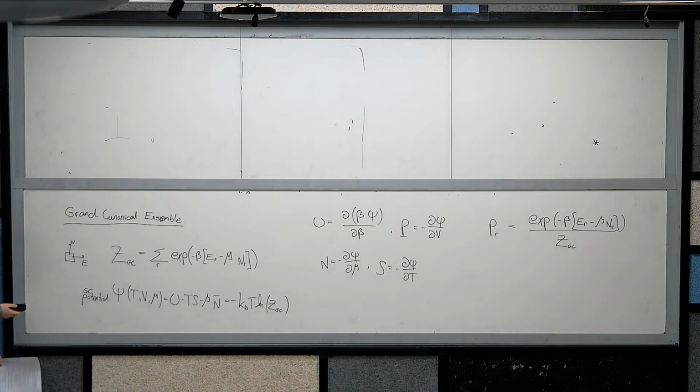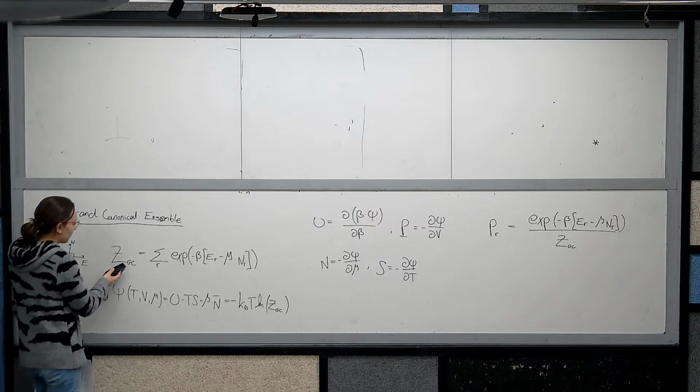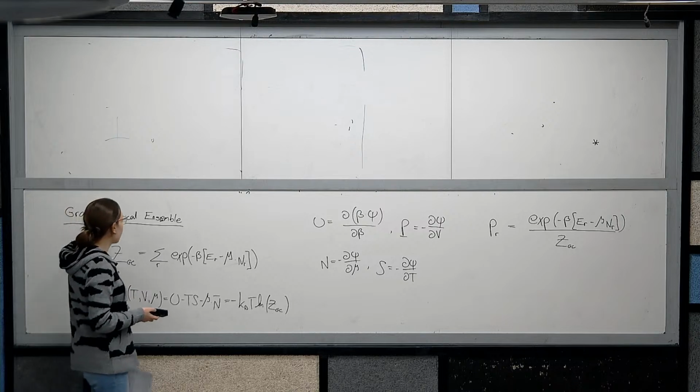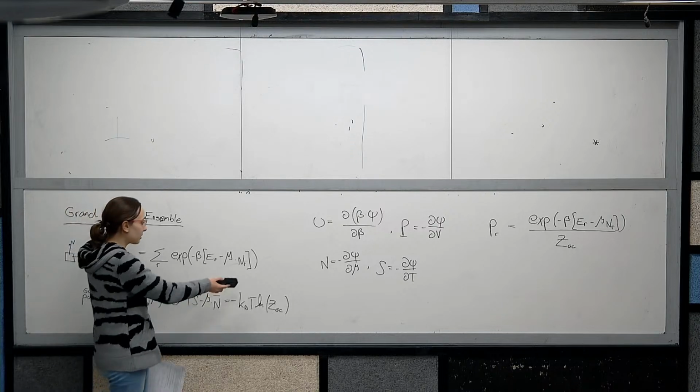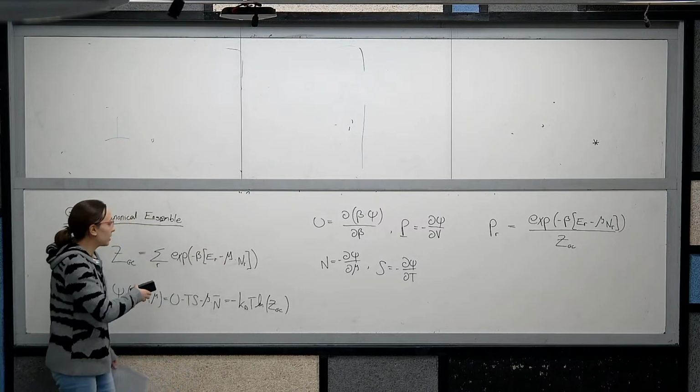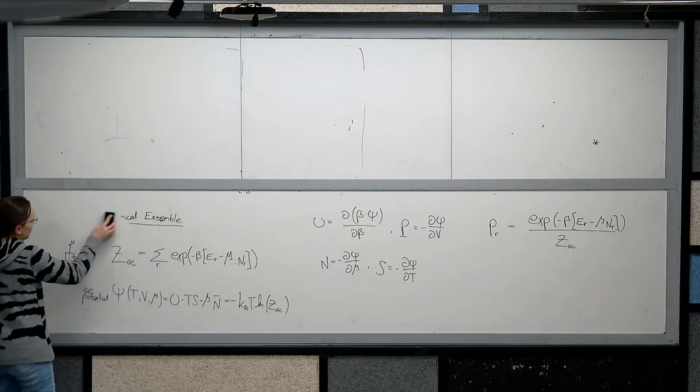So now what we want to do is to see how we can connect between the two, how we can write the grand canonical partition function using the canonical ensemble, because it's really similar. So let's see how mathematically we can do it.